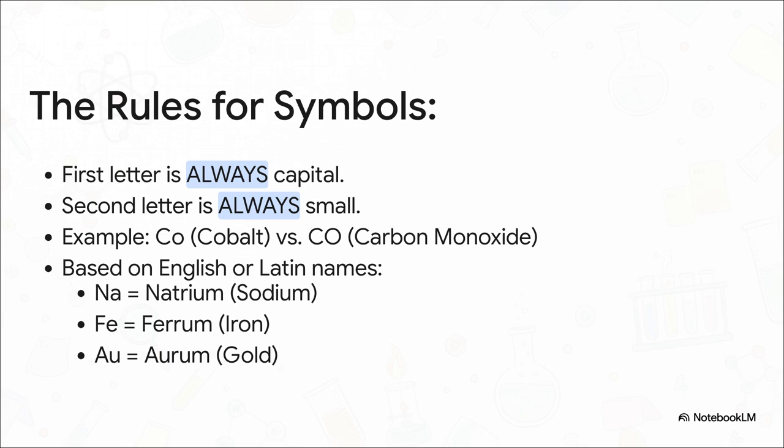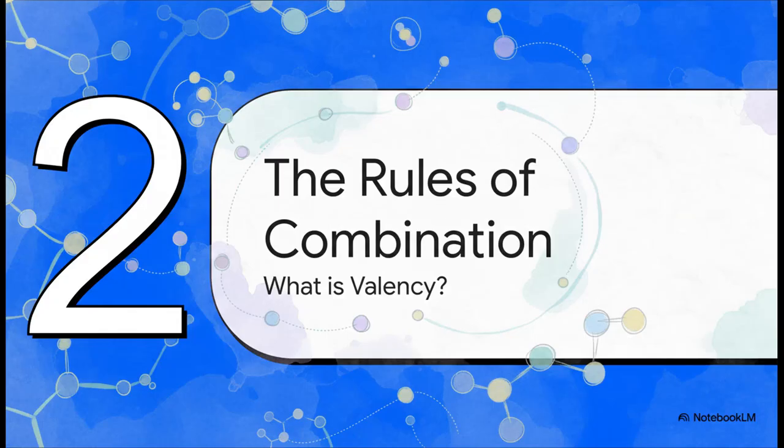Oh, and a quick fun fact, some symbols don't seem to match their English names, right? That's because they come from their old Latin names. So sodium is Na for natrium, and gold is Au for aurum. Pretty cool. Okay, so we've got our letters down. Now for the next piece of the puzzle, the grammar. We need to know the rules for how these letters combine to make sense. In chemistry, that rulebook is called valency.